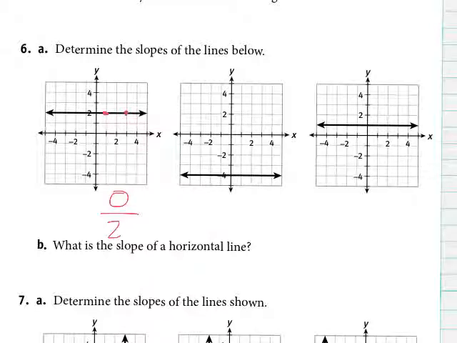What is 0 divided by anything? 0, right? Just think about 0 pizza divided among 2 people. Everybody's going to get 0 pizza, right? So anytime you have a horizontal line, the slope is going to be 0.